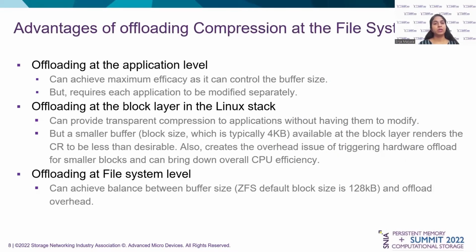So the compression can be offloaded mainly at three levels: the application level, block level, and the file system level. When offloaded at the application level, we can achieve maximum efficacy because the buffer size to be compressed can be controlled. But the con here is that we'll have to modify every application for offloading.